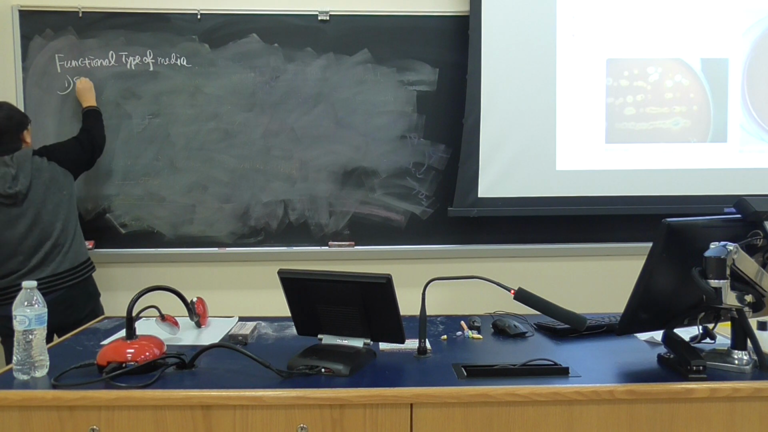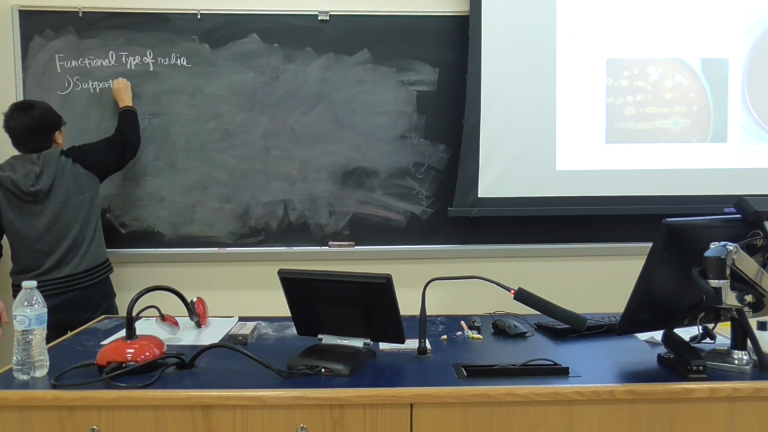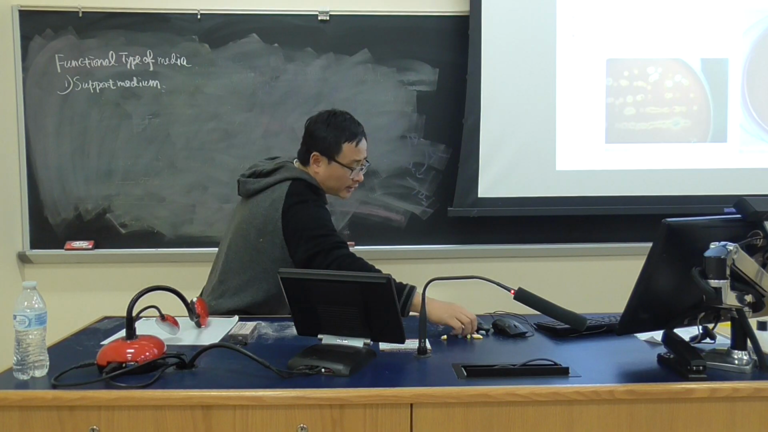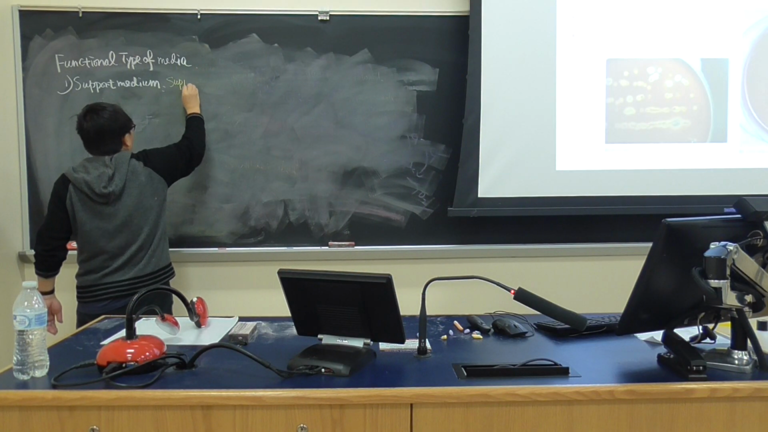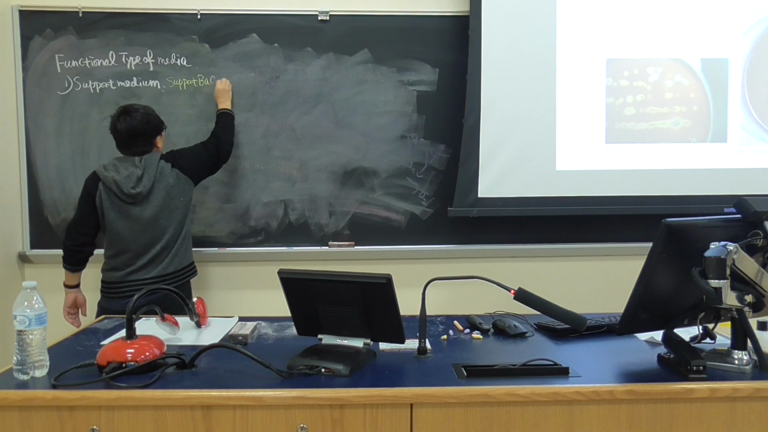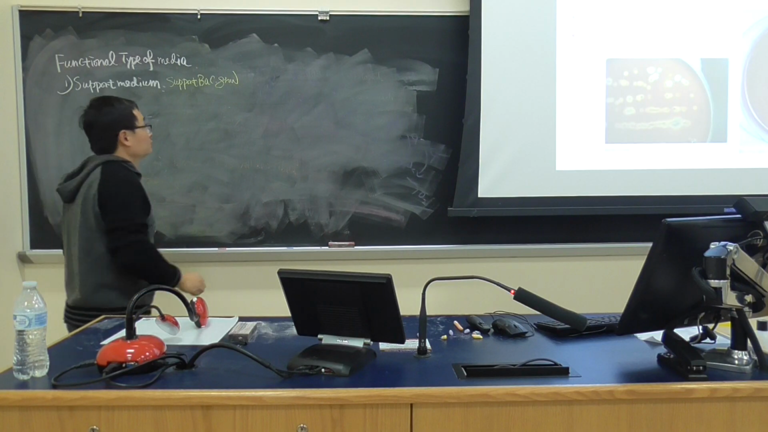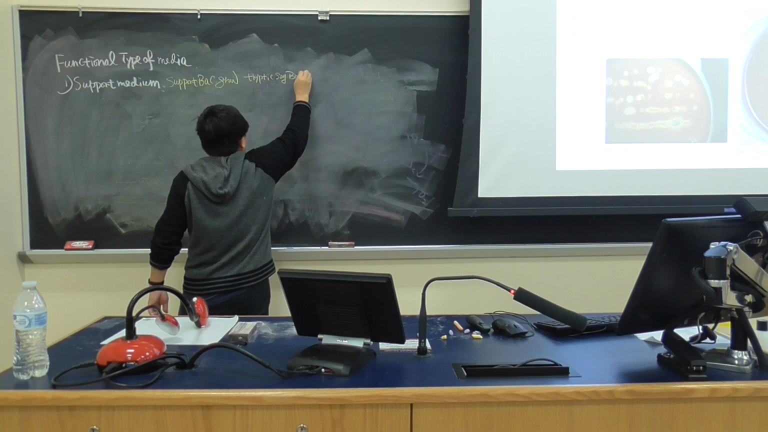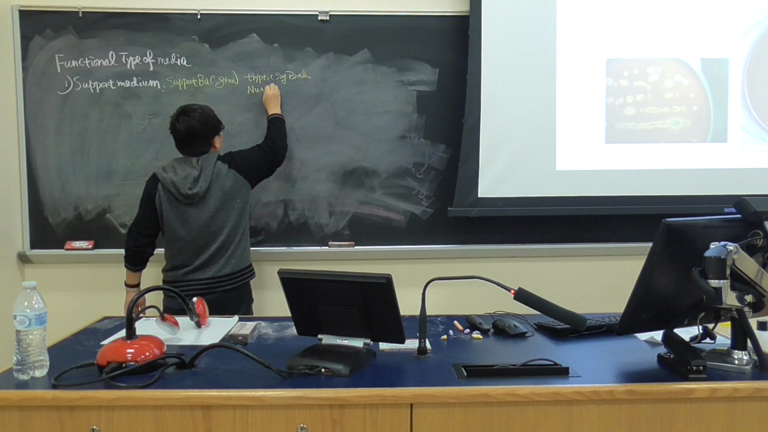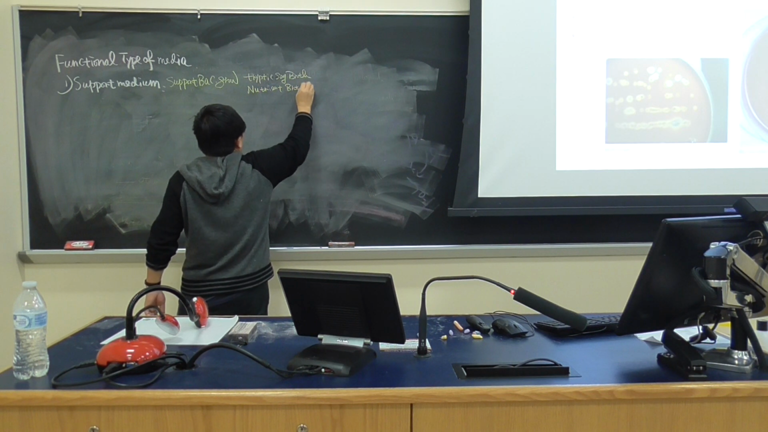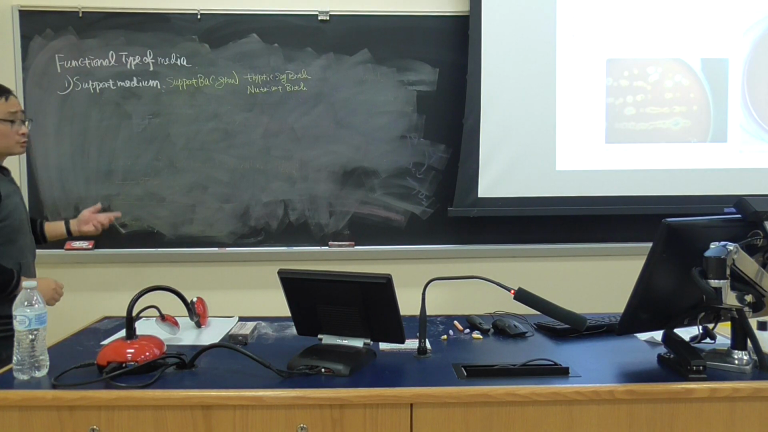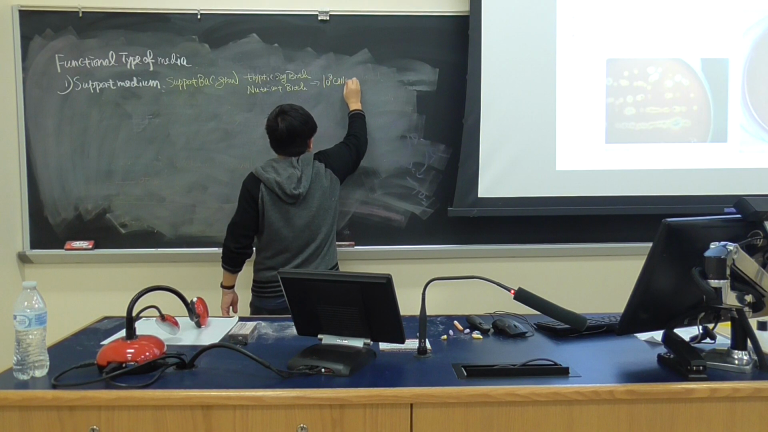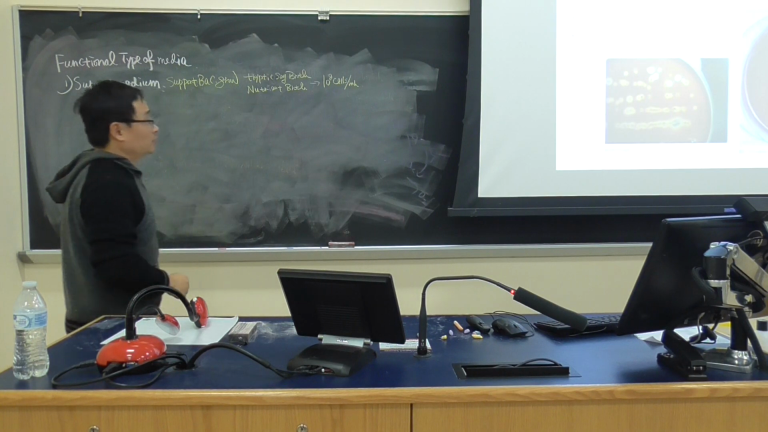Okay, number one. Support medium. What is support medium? Simply to say, very easy, it supports bacterial growth. So, what are the examples? Tryptic soy broth. Nutrient agar, nutrient medium, nutrient broth, and the common bacteria can grow. They can grow dramatically, around 10 to the power of 8 cells per ml. That's huge. That's support medium.